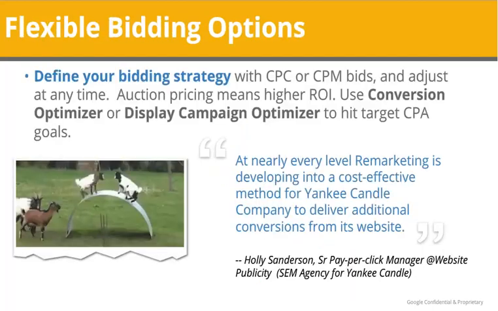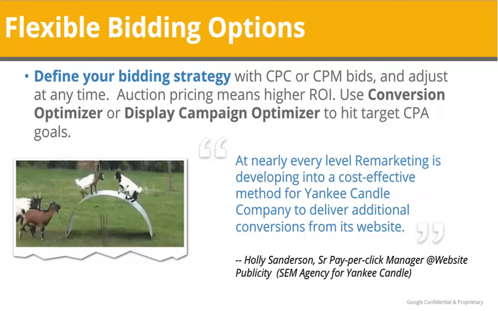Let's take a closer look. Auction pricing allows for greater flexibility because you have complete control to adjust your bids to meet your goals at any time. This allows for stronger ROI and efficiency across the board. Now, when it comes to flexible bidding, there are two tools that you'll want to take full advantage of. The first is Conversion Optimizer.